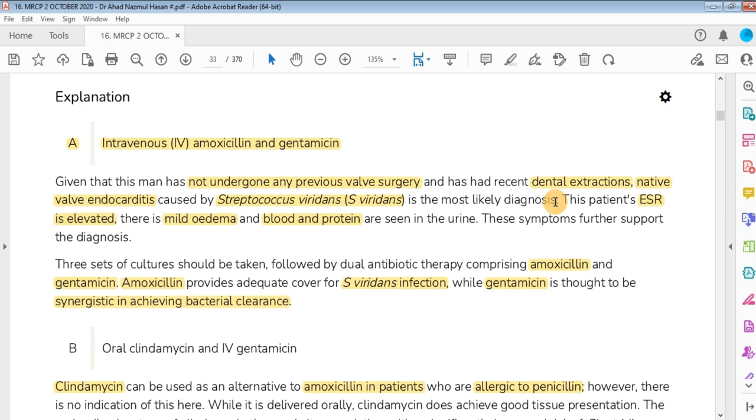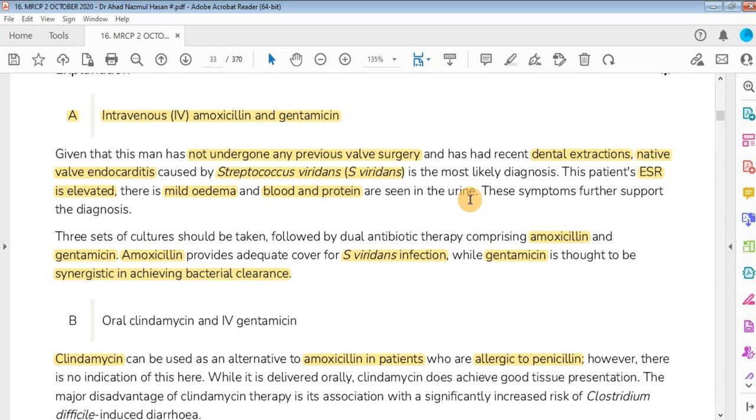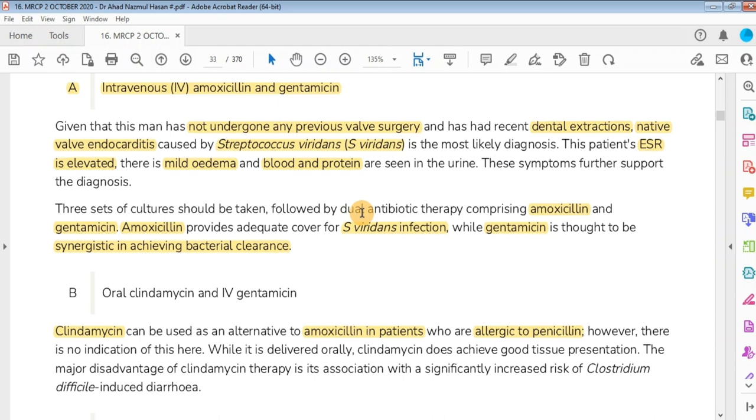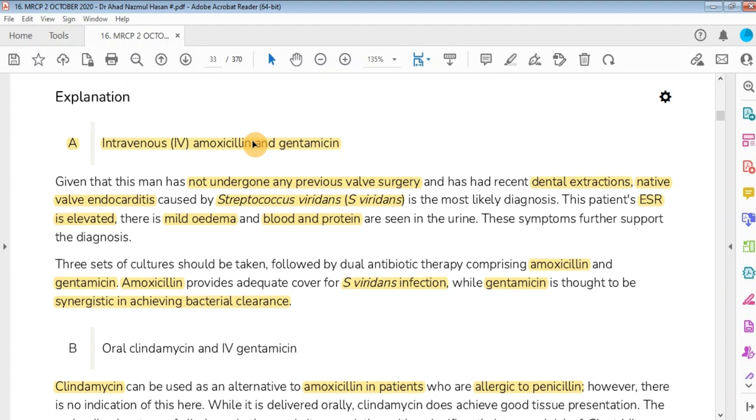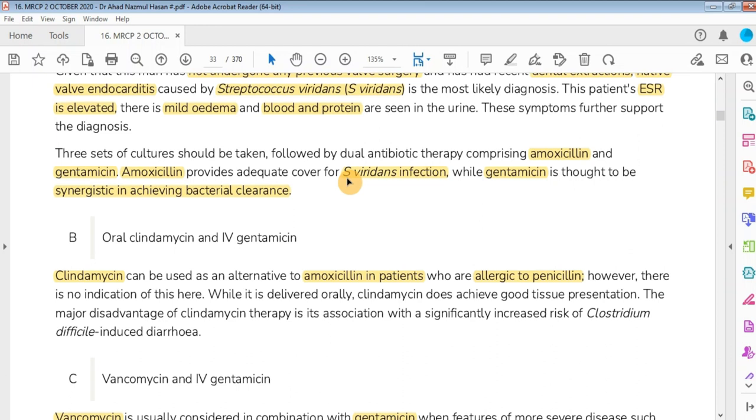In this patient, ESR is elevated, there is mild edema, and blood and protein are seen in the urine. These findings further support the diagnosis. Three sets of cultures should be taken, followed by dual antibiotic therapy comprising amoxicillin and gentamicin. So amoxicillin and gentamicin is the default choice of treatment. Amoxicillin provides adequate coverage for the Streptococcus viridans infection, and gentamicin is thought to be synergistic in achieving bacterial clearance. Amoxicillin is a broad spectrum antibiotic, and gentamicin has predominantly gram-negative activity.